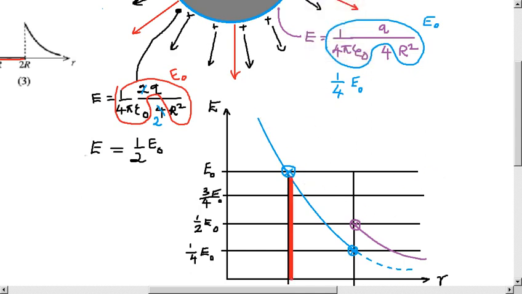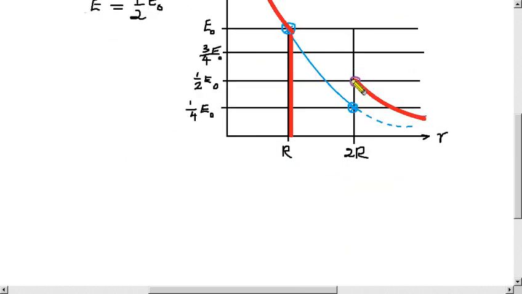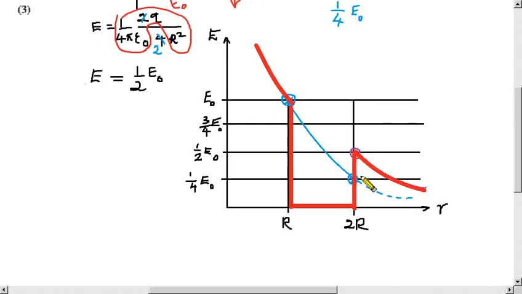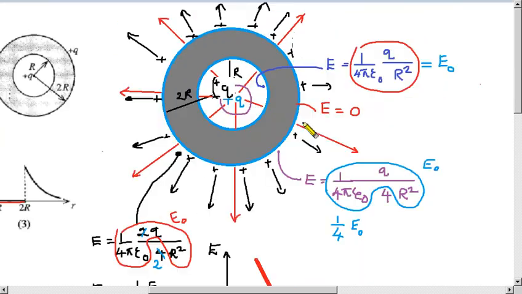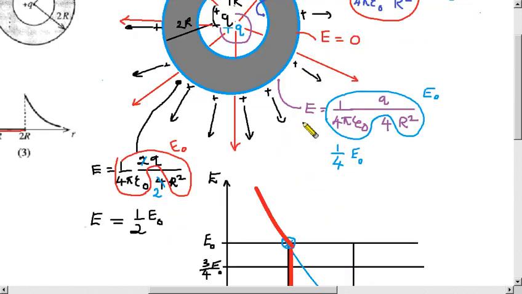It comes like this with a small curve, and leaves like this with a small curve, and this region has 0 field intensity. So this is the final graph we receive after doing these calculations.